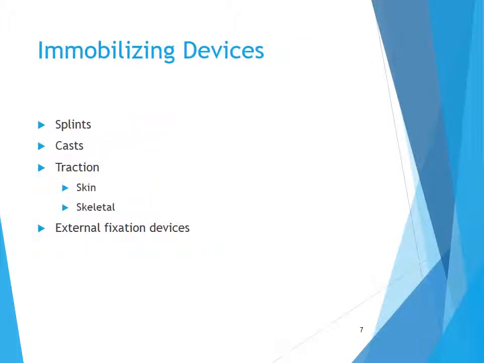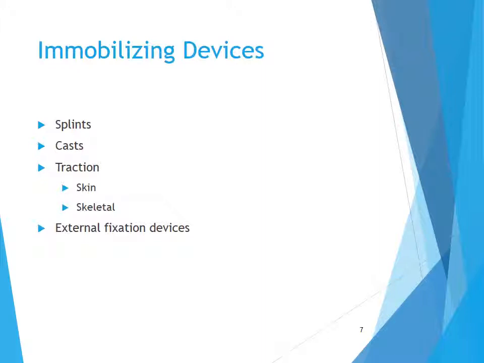Talk about immobilizing devices, and those include splints, casts, traction, and external fixation devices. When we talk about splints, we're talking about they're being used to stabilize and protect or rest an affected area. They help to increase range of motion and function. They help to decrease pain. They're a safe, effective, and cost-saving alternative to casting.